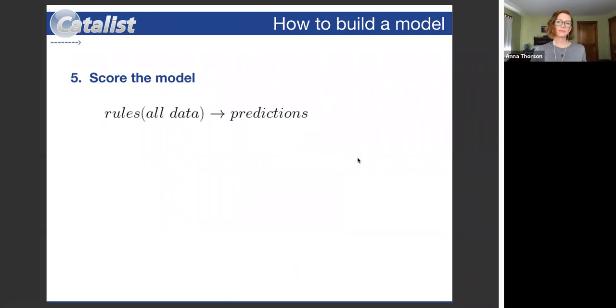And so again, we're going to take now not just our small subset of data. We're going to take all of our data. We're going to take everything in that database, and we're going to apply the model to it, and it's going to give us predictions for every single person on our file. What does this actually look like?